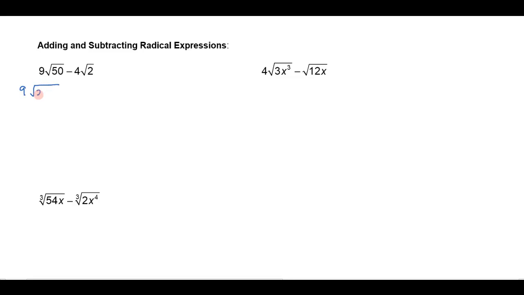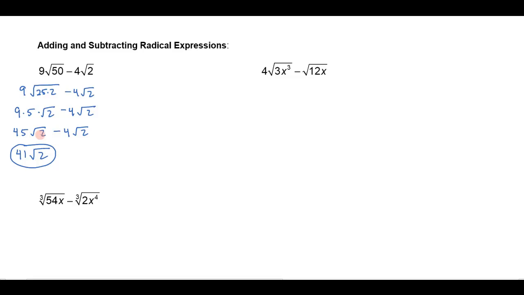I could write 50 as 25 times 2. And then I can bring out the square root of 25 as 5. So the square root of 50 is the same as 5 square roots of 2. And if I have 9 times 5 square roots of 2, that's 45 square roots of 2. Now if I have 45 square roots of 2 minus 4 square roots of 2, well, that's kind of like having 45 apples, take away 4 apples. So that's going to give me 41 apples, or in this case 41 square roots of 2.